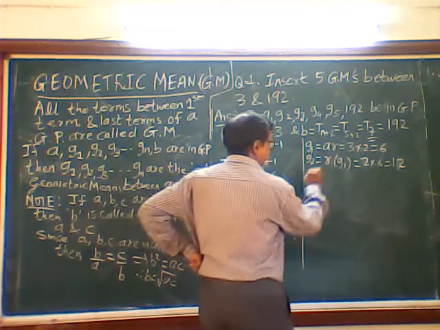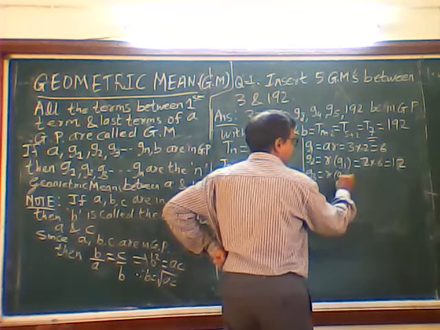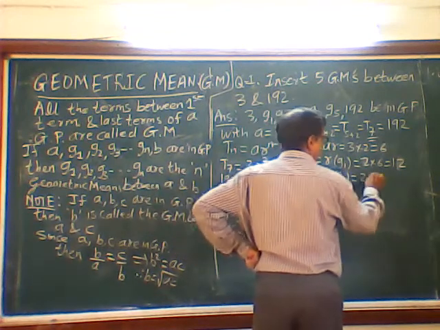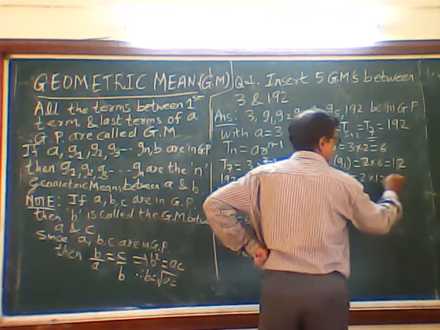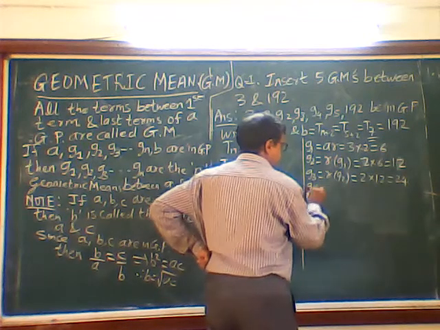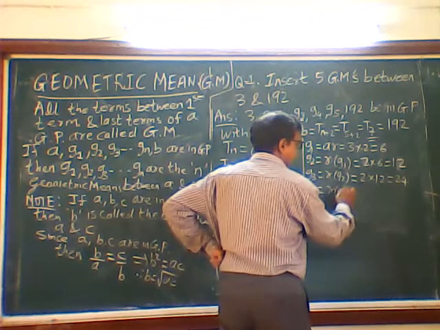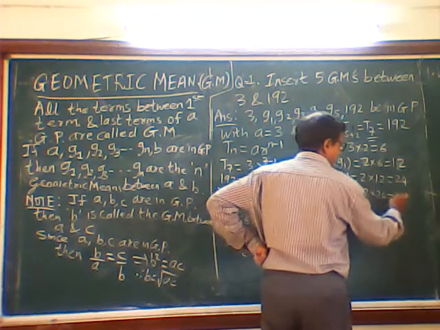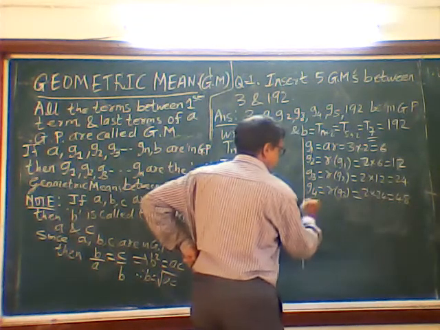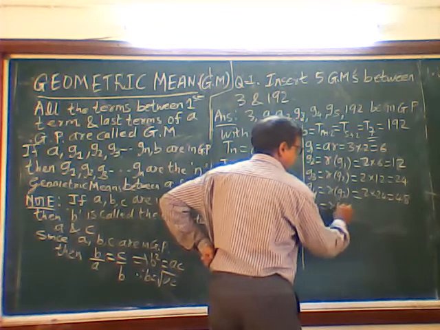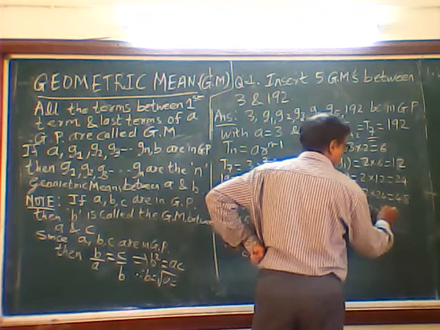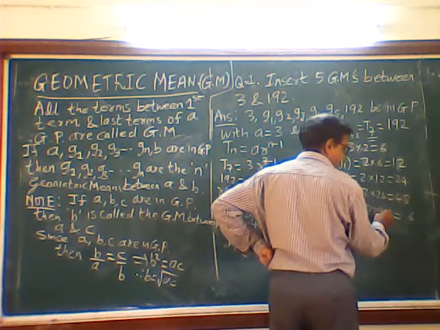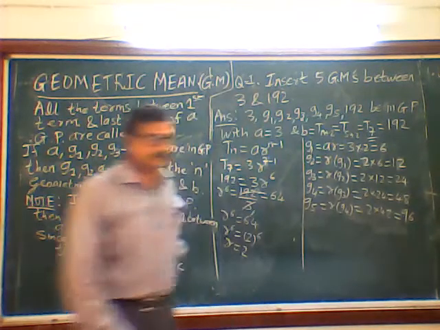Next G3. R into G2. What is R? R is 2. 2 into G2. G2 is 12, na? 24. Then G4. R into G3. So that is 2 into 24. It will be 48. Then G5. R into G4. That is 2 into 48. 2 8 is 16, 2 4 is 8. It will be 96. Got it?